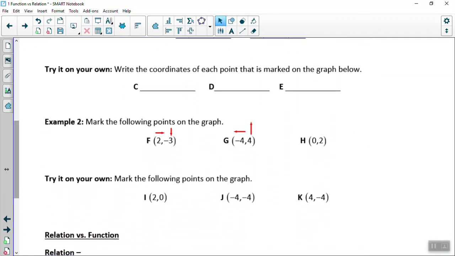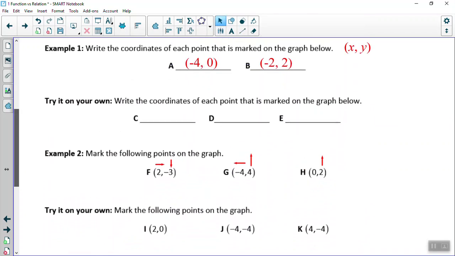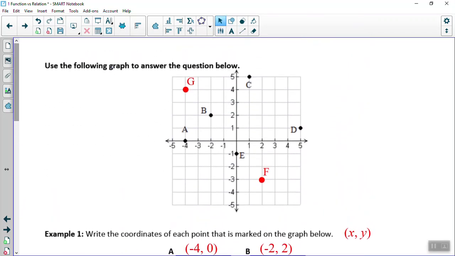Right, and then the last one that we're going to do together, if my horizontal move is 0, that means I can't move left or right. So the only move that I can make is my vertical move. And since it's positive, that tells me I have to go up. So in this case, I'm going to go up 2. And that's my only move. So I'm going to go up 2, put my point, and label that as point H.